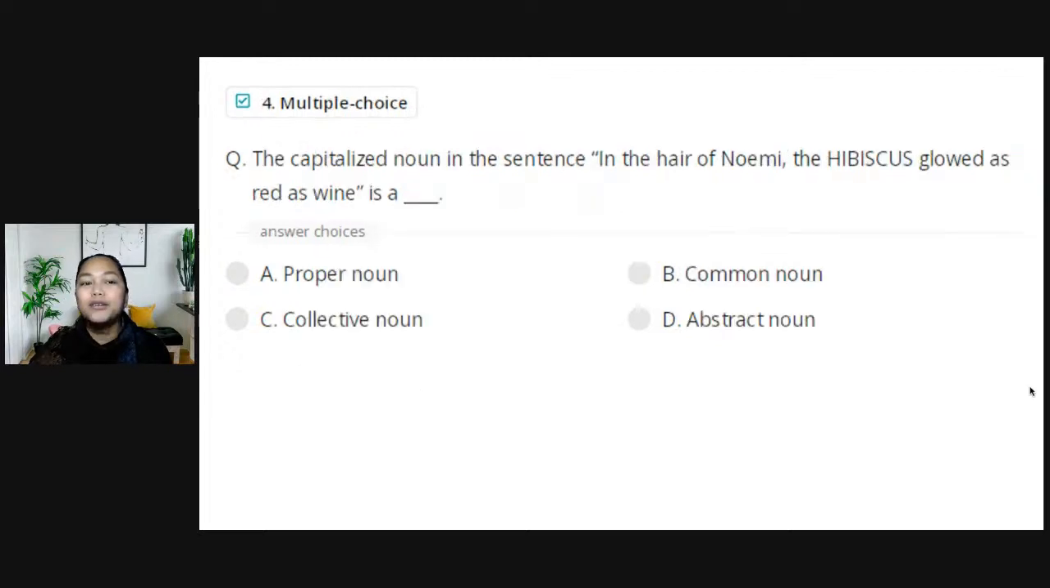Happy. All right, we move on with number 4. The capitalized noun in the sentence, "In the hair of Noemi, the hibiscus glowed as red as wine," is: letter A, proper noun; letter B, common noun; letter C, collective noun; or letter D, abstract noun. Okay, which one is the correct choice? This is English. It's very easy.